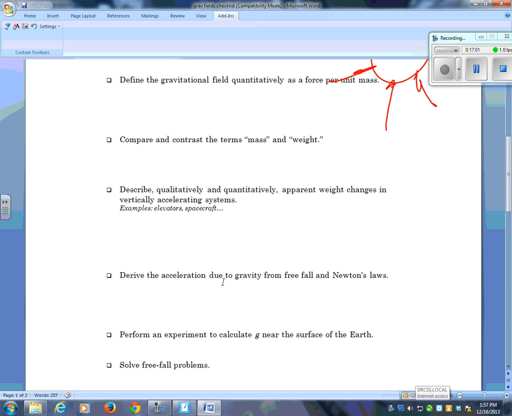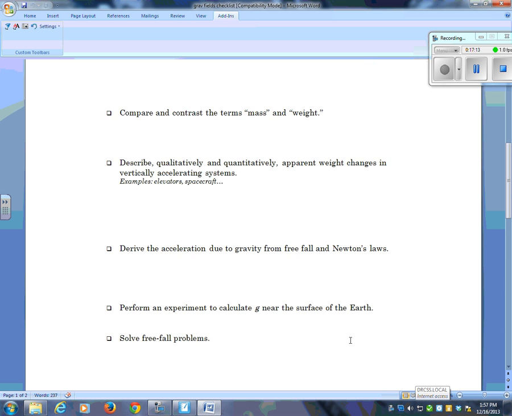Can you derive the acceleration due to gravity from free fall and Newton's laws? I didn't really do too much of that. I wouldn't expect you to do that on a test. Did you perform an experiment to calculate G near the surface of the Earth? You did, on a ramp. Is that going to be tested on a test? No.